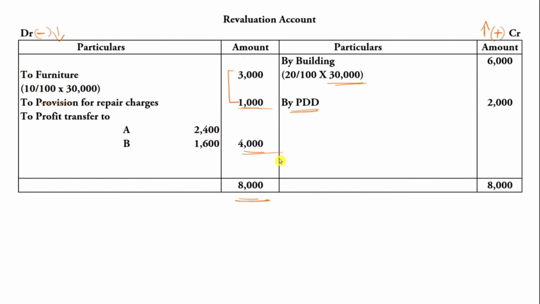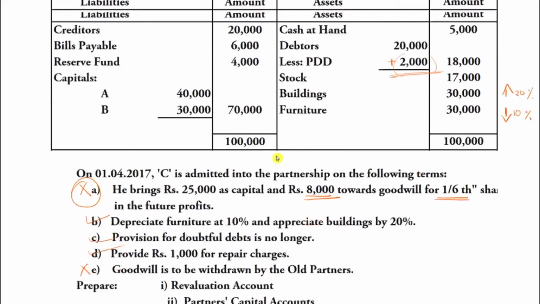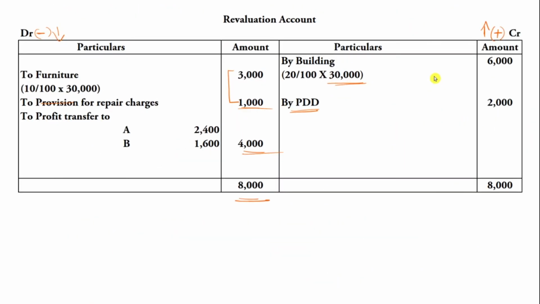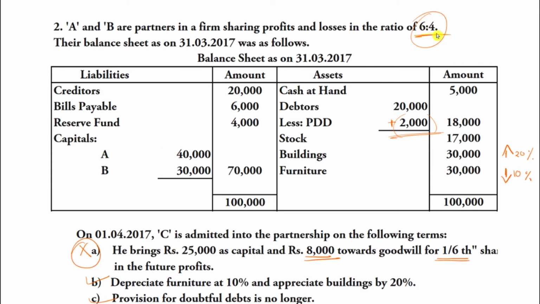So what is the ratio they used to transfer the profit, the old profit sharing ratio? That is given in the starting itself, that is 6:4. So based on that we need to split the profit, right? Then write 4000 rupees into 6 by 10 and 4000 rupees into 4 by 10. That's what, right? 6 plus 4 is 10. So 6 by 10, 4 by 10.